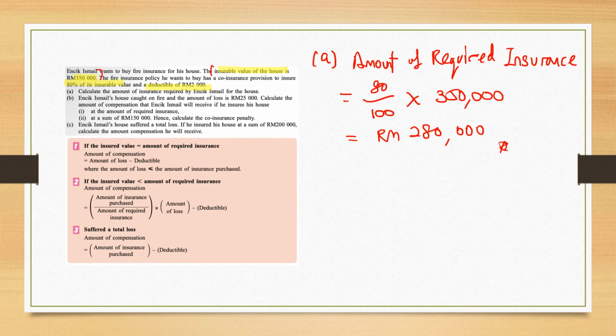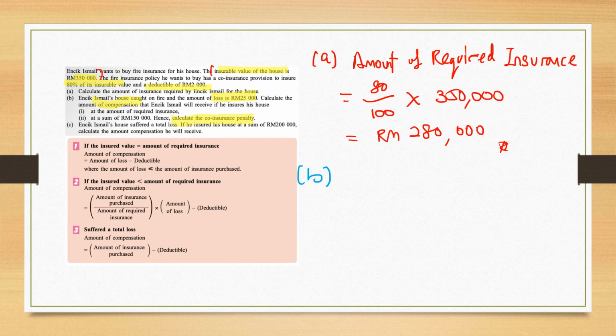Now, for part B1, we have a different scenario. Encik Ismail's house caught on fire. The amount of loss is 25,000 ringgit. Calculate the amount of compensation received if the house is insured at scenario 1, the amount of required insurance, and at scenario 2, at the sum of 150,000 ringgit. Also, for this question, we need to calculate the co-insurance penalty. There's something special and unique to the question. Now, let's do that. Nothing too hard.